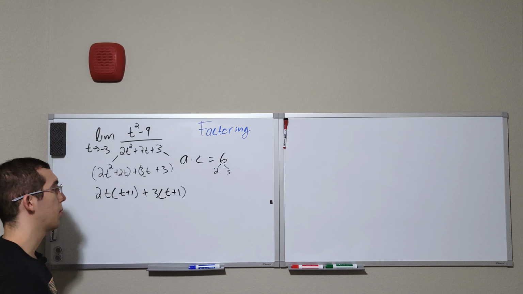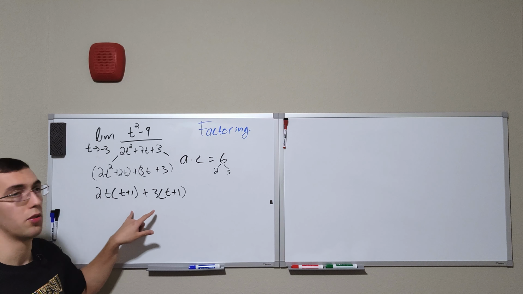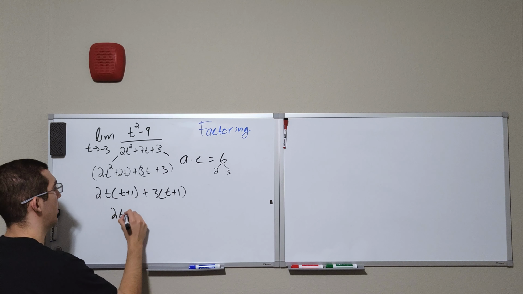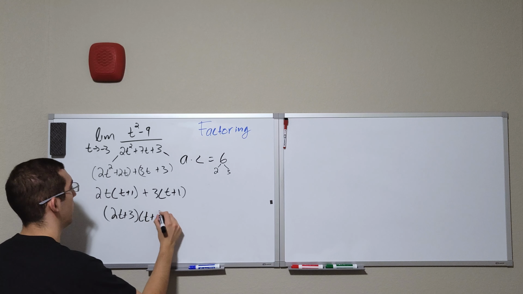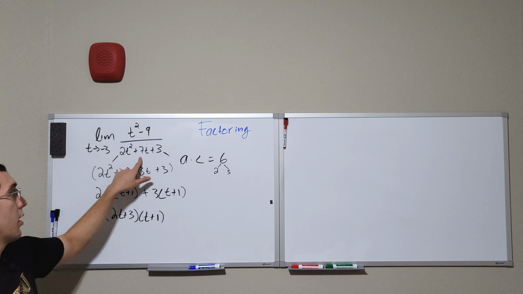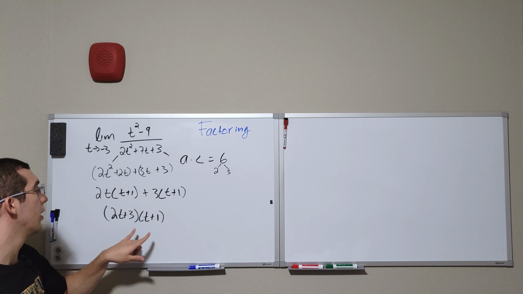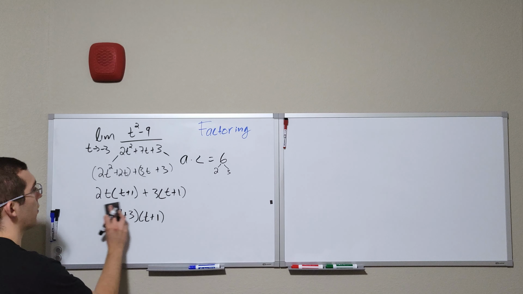Now, if you notice when you're doing factoring by grouping, the parentheses are the same, and your two factors are this 2t plus 3 and t plus 1, right? So this 2t squared plus 7t plus 3 can be written as 2t plus 3 and t plus 1. However, let me write the function again though.